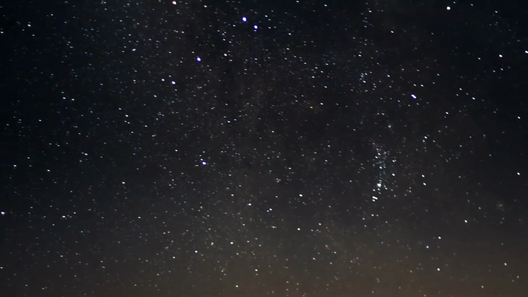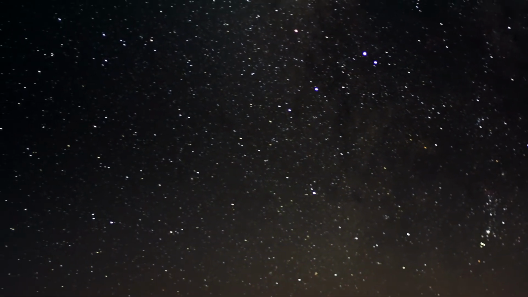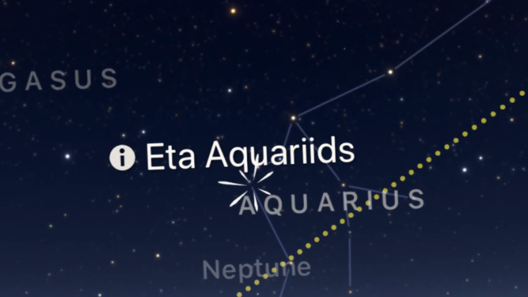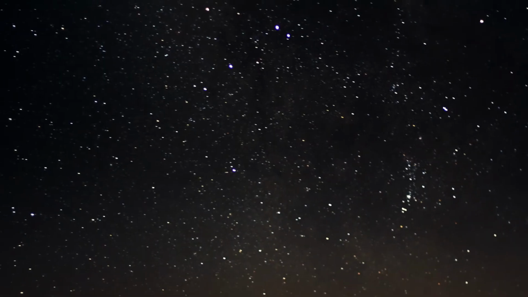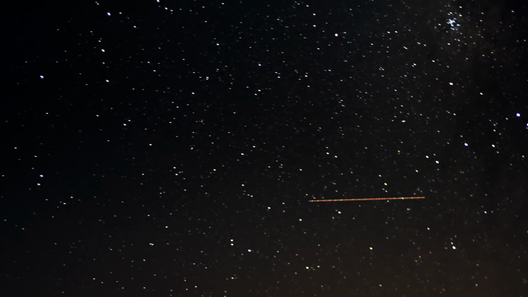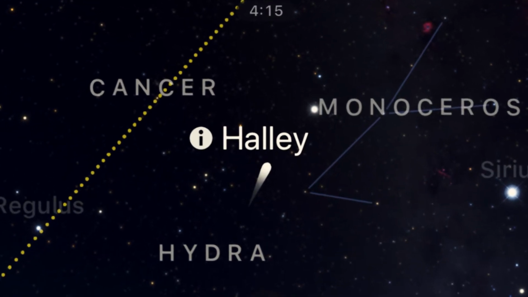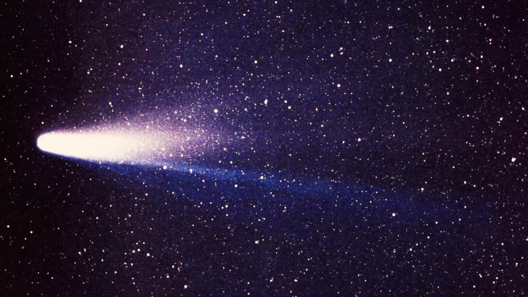Hey, sky watchers and stargazers, get ready for another meteor shower. The Eta Aquarid meteors can be seen this weekend. Every year between late April and early May, the Earth comes into the orbital path of Halley's Comet, plowing through the stream of comet debris that is the source of the Eta Aquarids.